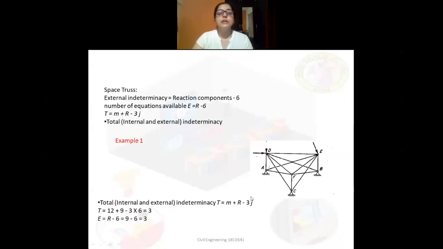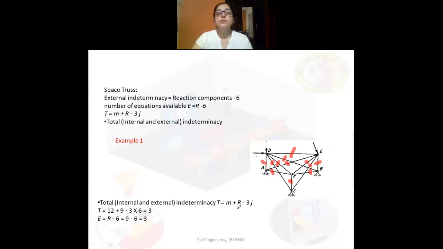So, internal indeterminacy: number of members, in this problem, let us see how many members are there. 1, 2, 3, 4, 5, 6, 7, 8, 9, 10, 11 and 12. So number of members is equal to 12. Reactions: how many supports are there? 3 hinge supports are there, right? So how many reactions will be there? The number of reactions will be 9 here.